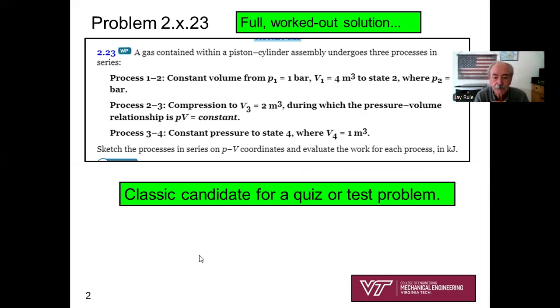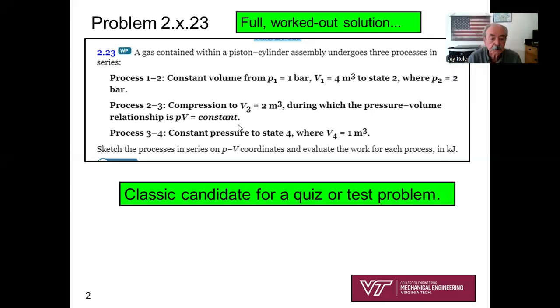It's a gas contained within a piston and cylinder assembly. It undergoes 3 processes in series. 1, 2, 3. Okay. Process 1 to 2, state 1 to state 2: constant volume process from P1 equals 1 bar and V1 is 4 cubic meters to state 2, where P2 equals 2 bars. Okay. Next process, 2 to 3: compression from state 2 to V3 equals 2 cubic meters. The pressure-volume relationship is given by a formula, PV equals constant. That's going to be critical for this problem.